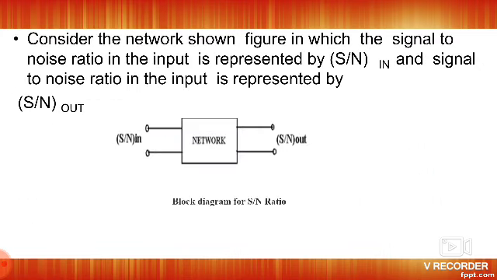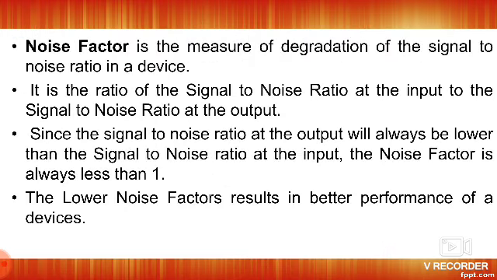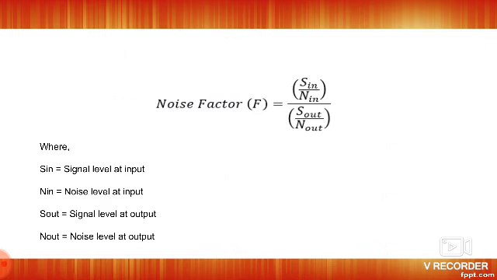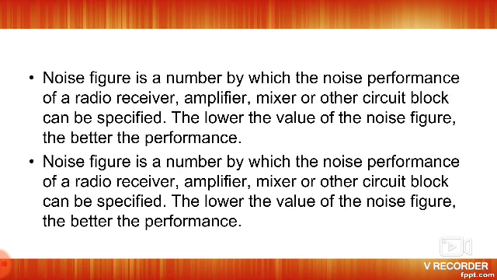Here the input signal to noise ratio is considered as X, and the output signal to noise ratio is considered as Y. So X by Y is called the noise factor. That is, the ratio of signal to noise ratio at the input to the signal to noise ratio at the output is called the noise factor. Simply by using this formula, noise factor equals signal to noise ratio at the input divided by signal to noise ratio at the output.